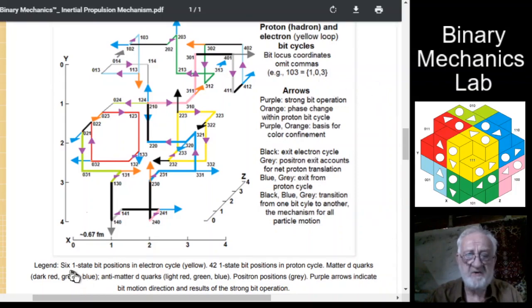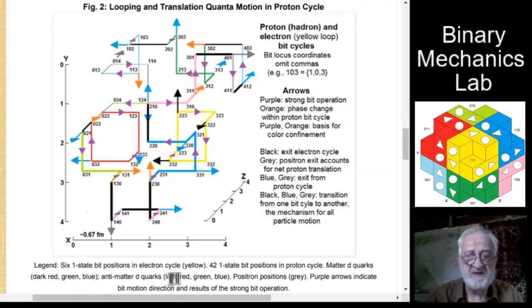Now, there are 6 one-state bit positions in the electron cycle, shown in yellow as we've stated. In the proton bit cycle, there are 42 one-state bit positions.